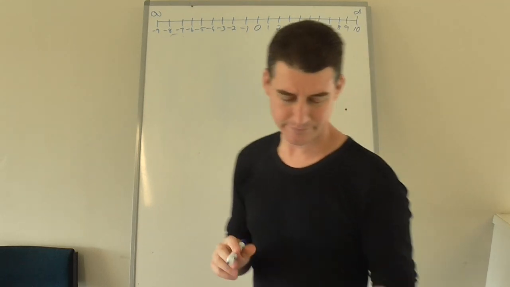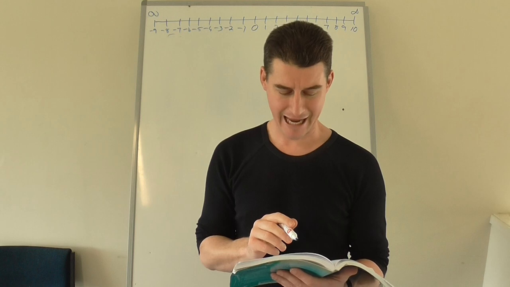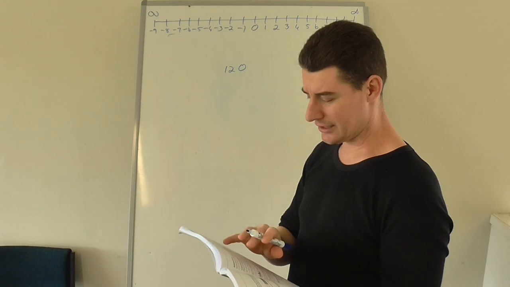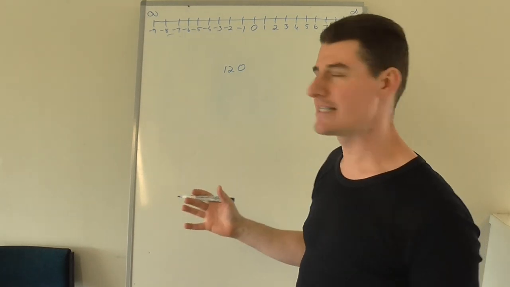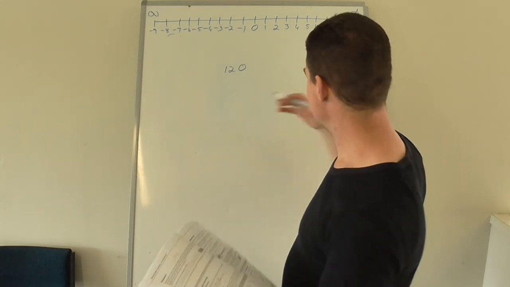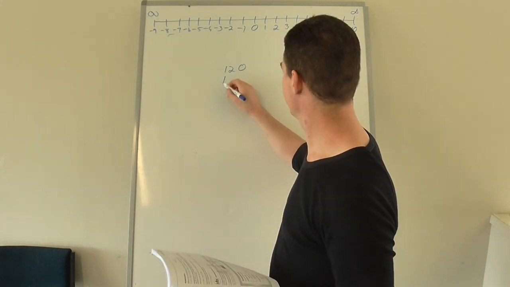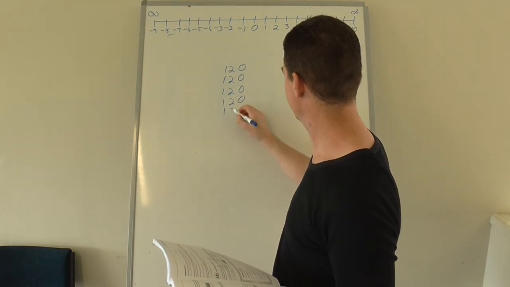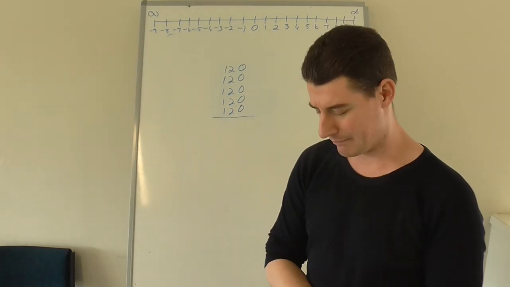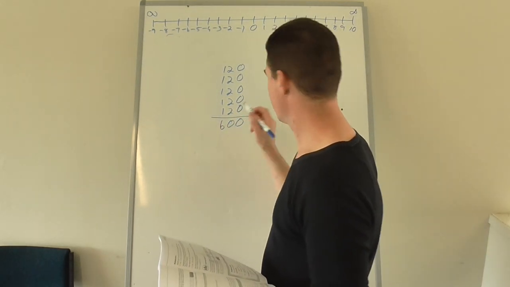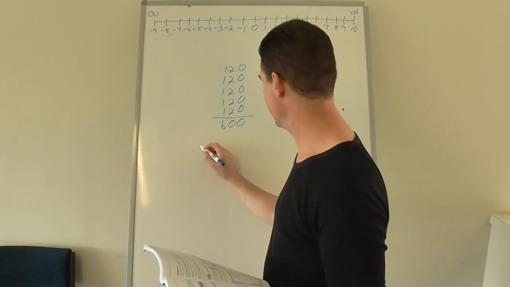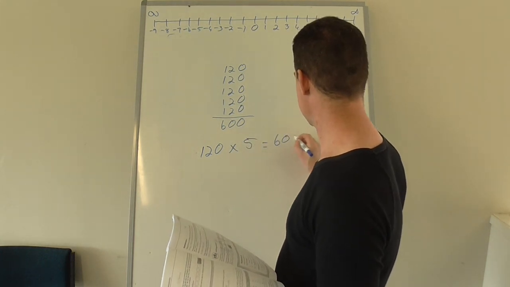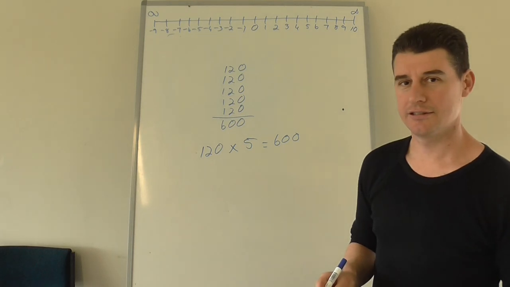It says here, Moses has a midweek job at 120 rand per day. So his total pay for the 5 days is how much? You can either do the following. You can say, okay, you worked for 5 days, so he got 120 rand every day, 1, 2, 3, 4, 5 days, and you can just simply add it up. The answer is 600. Or you can simply say 120 rand times 5 days equals 600 rand.